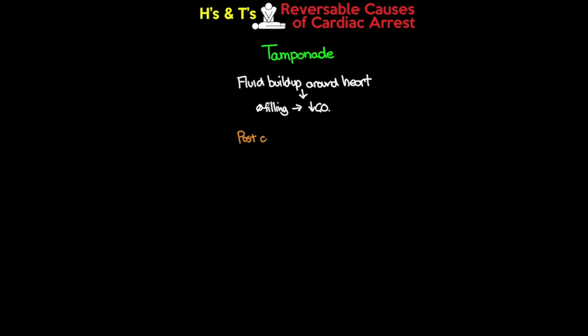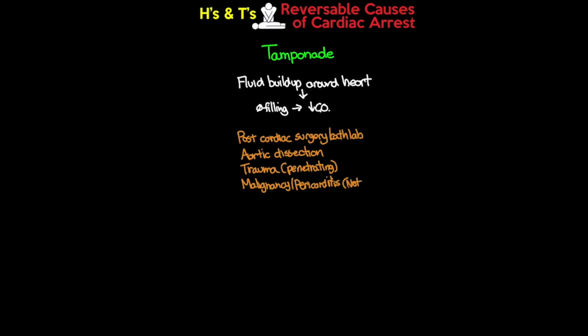All right, next is going to be our cardiac tamponade. In cardiac tamponade, fluid, usually blood, has built up around the heart in the pericardial sac, preventing filling and ultimately decreasing our patient's cardiac output. Some of the causes that we want to consider for this are patients who are either post-cardiac surgery or post-cath lab, aortic dissections, some sort of trauma with penetrating wound, and we can also see malignancies and pericarditis, but this is really not common.